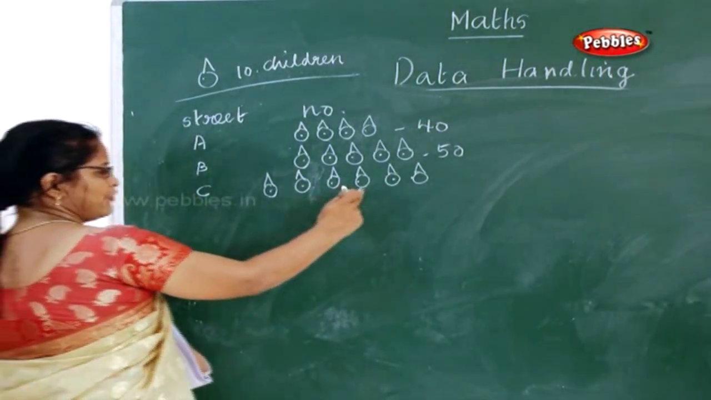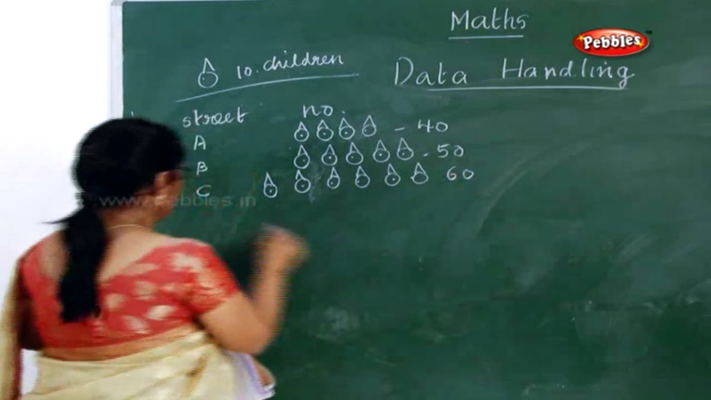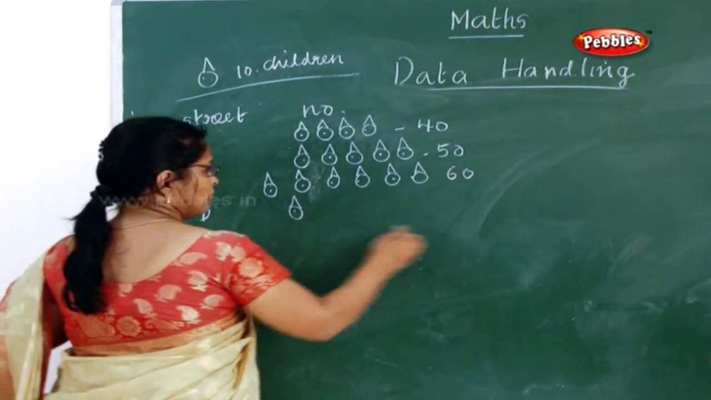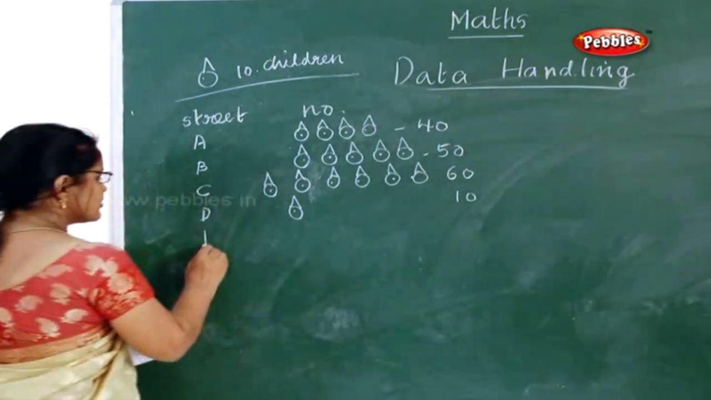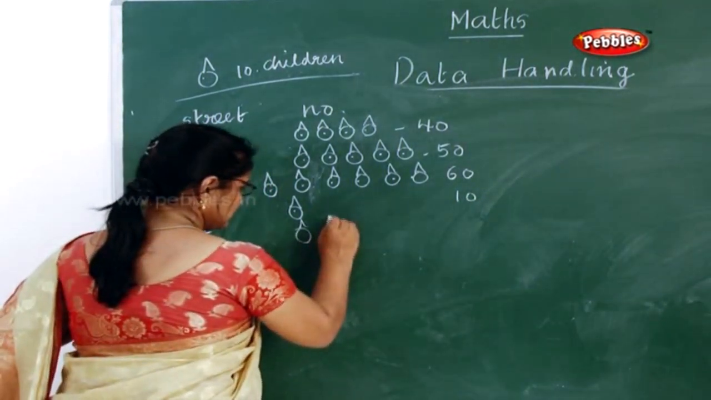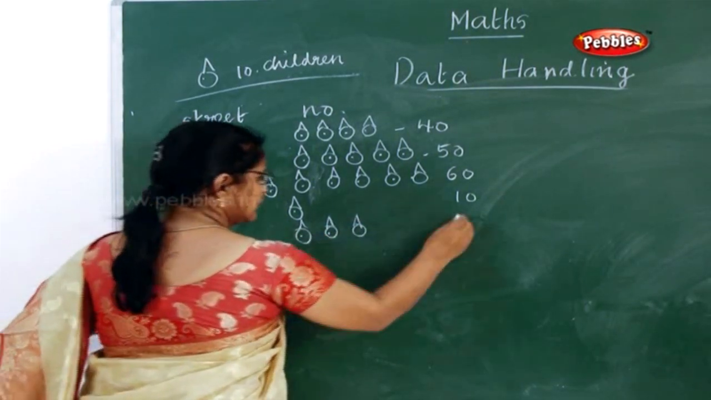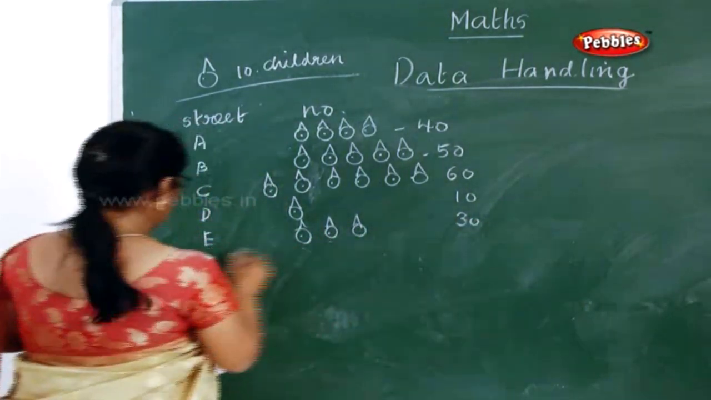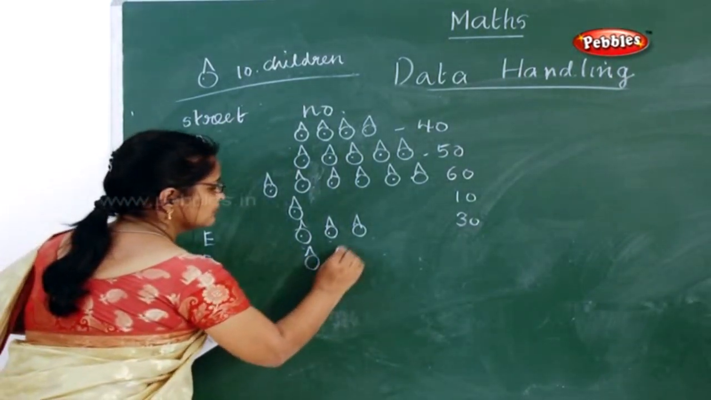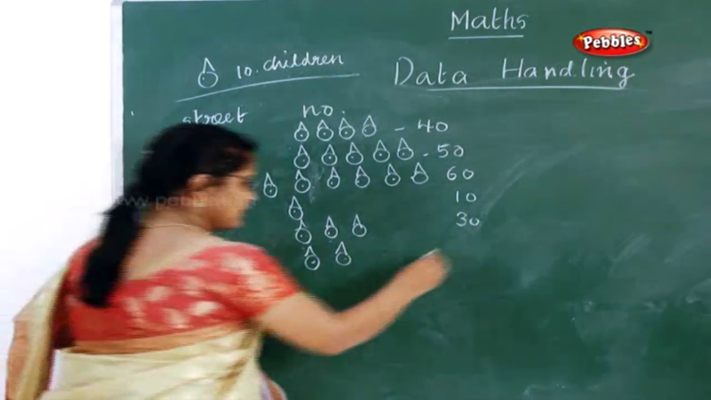Ten, 20, 30, 40, 50, 60. Now, street D. How many were there? 10. Then street E. How many were there? 30, because 10, 20, 30. Now, street F. Street F, it was 20.